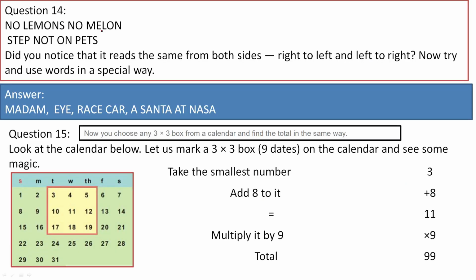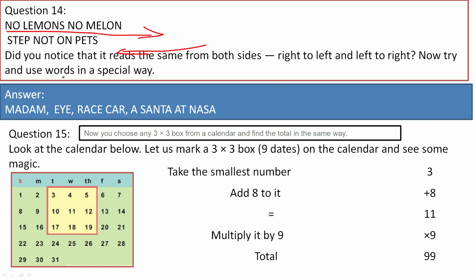No lemons, no melon. Step not on pets. Did you notice that it reads the same from both sides? Right to left, left to right. You can read right to left and left to right.